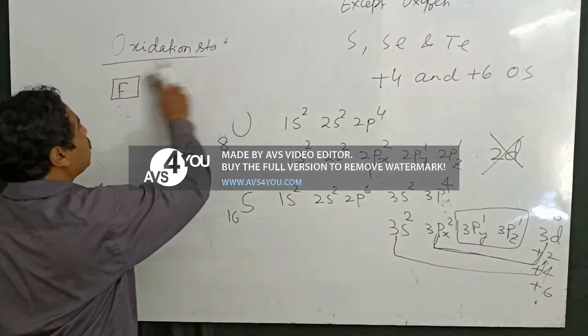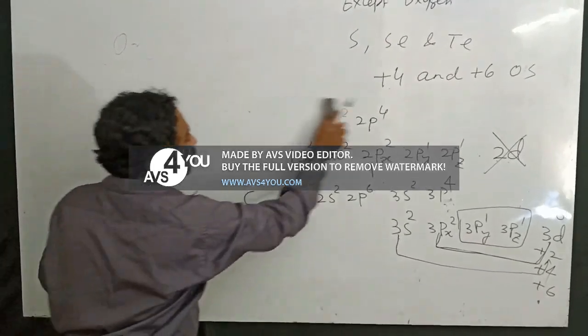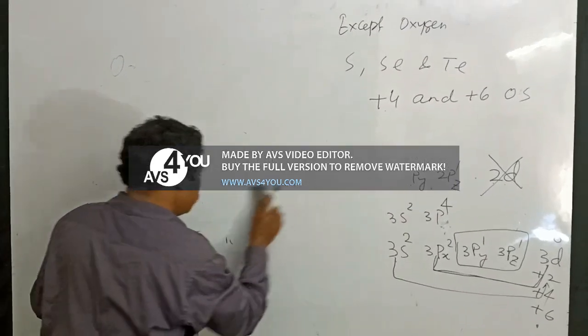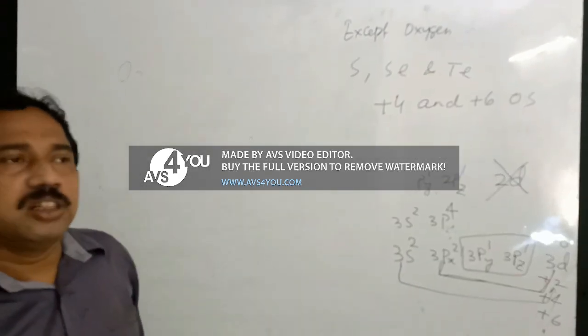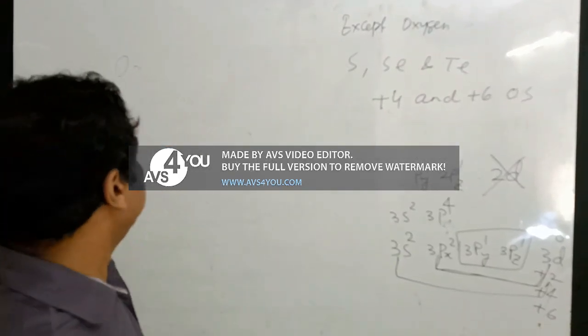The physical properties of group 16 are over. Next we come to the chemical properties of group 16 elements.